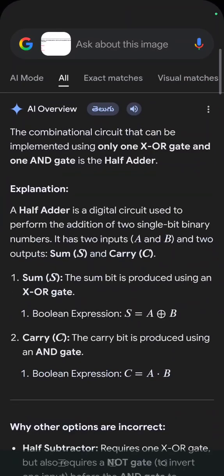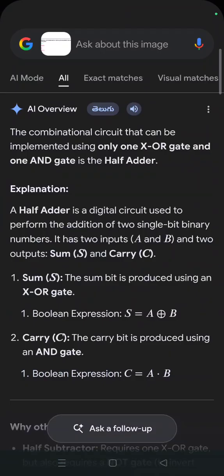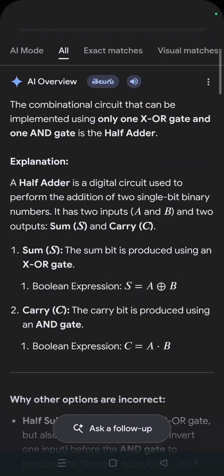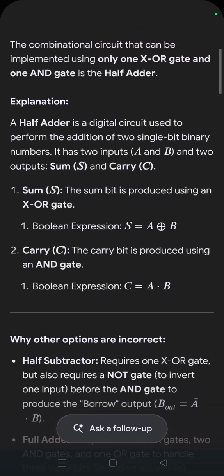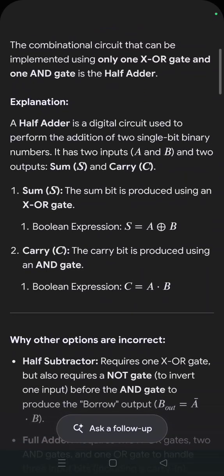Okay. The combinational circuit that can be implemented using only one XOR gate and one AND gate is the half adder. A half adder is a digital circuit used to perform the addition of two single bit numbers. It has two inputs, A and B, and two outputs, sum and carry. The sum bit is produced using an XOR gate, Boolean expression A XOR B. The carry bit is produced using an AND gate, A AND B.